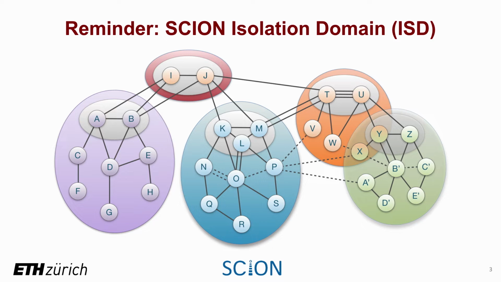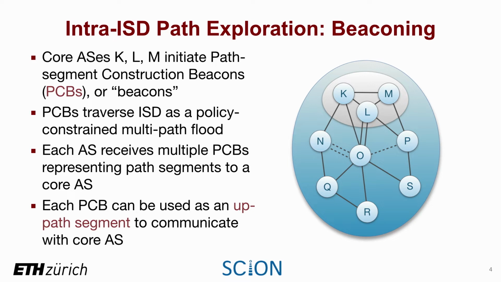Next, we're going to look at path exploration within an ISD and between different ISDs. We'll start with intra-ISD path exploration, which we also refer to as beaconing. In this picture, you can see a single ISD with the core ASs K, L, and M. In this beaconing process, they initiate path segment construction beacons, or we're just going to call them PCBs for short, or also sometimes simply beacons.